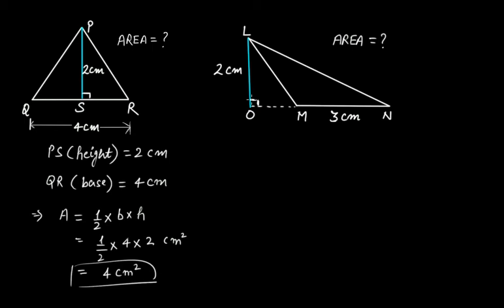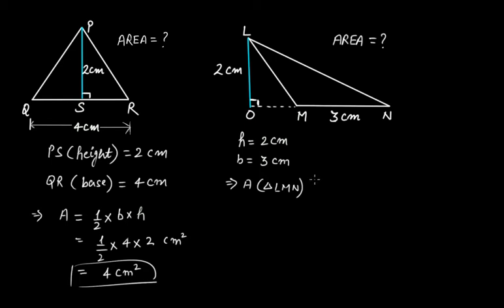Whatever the case, the formula remains the same: area is equal to half times base times height. In this one, your height is 2 cm, that is LO, and your base is MN, that is 3 cm. Remember, you are finding the area of triangle LMN, not of LON. LO is the perpendicular or height of this triangle, but it lies outside the triangle. This is just the extension of the base. So the area of triangle LMN, not LON, remember, that's very important.